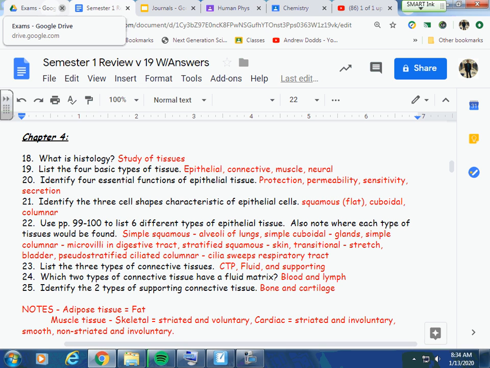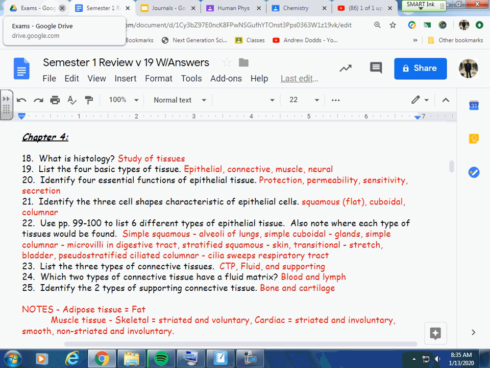Now we can go to multiple layers, so more than one layer, we call that stratified. So we can have more than one layer with the cells being flattened at the surface, stratified squamous. This would be skin. You can have transitional, which when it's not stretched kind of looks like stratified cuboidal, many layers of cube-shaped cells. But the reason why it's called transitional is because it can stretch and those cells can flatten. So think about something that would stretch, for example, the bladder. The bladder gets full, it stretches. Receptors tell us we need to empty the bladder.